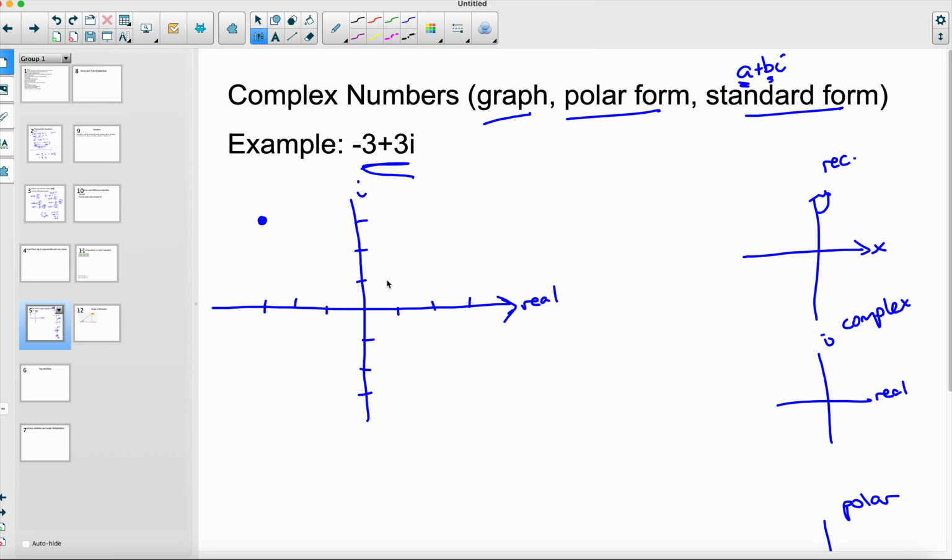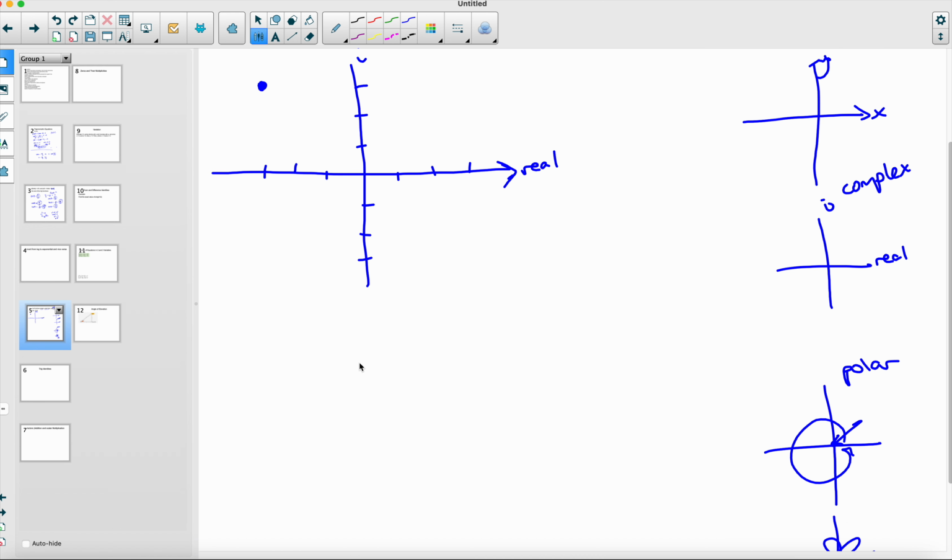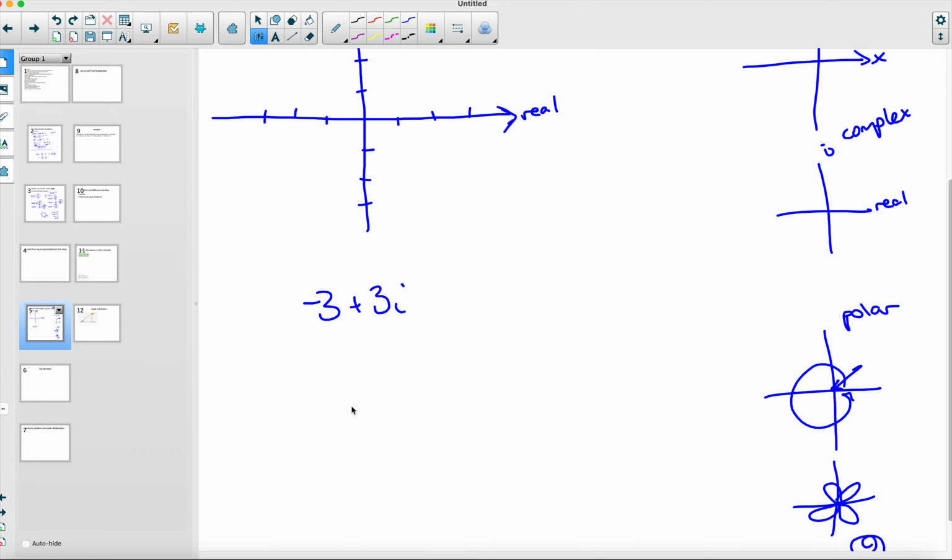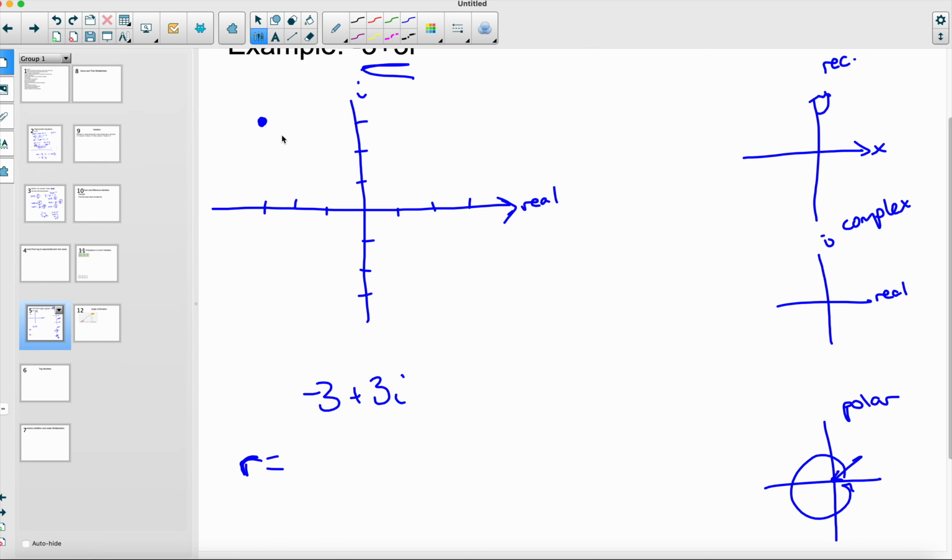Now, I want to be able to identify this location if I were to put it on a polar system. So I need to rewrite this -3 + 3i in polar form. And when I say polar form, that means I need what we call a magnitude and a direction. Kind of like, how far away from the pole am I? And then what angle corresponds to that location.